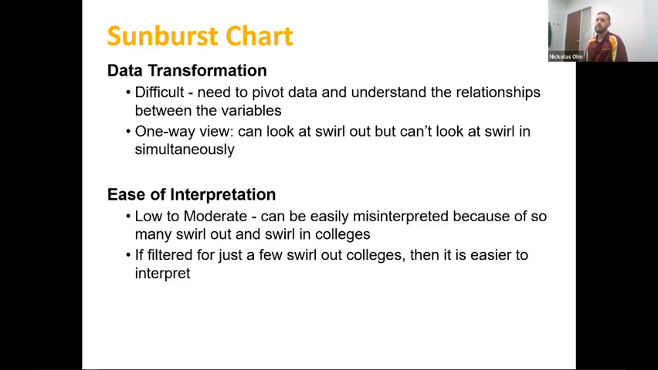The ease of interpretation for a sunburst chart is low to moderate, but it depends. If you're looking at all the colleges like we showed, all the swirl from all the colleges to all the other colleges, it is difficult to interpret. But the good thing about Tableau, you can insert a filter field in there, so you can filter for just 1, 2, or 3 entry colleges to see where the swirl outcomes come from in those 3 colleges. And I'm actually going to have an interactive visualization as well in a second here.